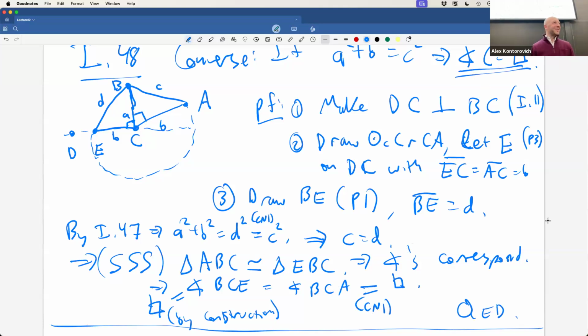Isn't that a funny proof? You take this random triangle you know nothing about, you construct a right triangle somewhere else, and using the Pythagorean theorem you get the angle.